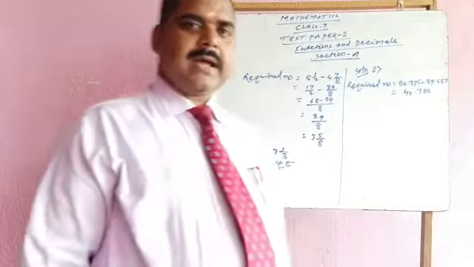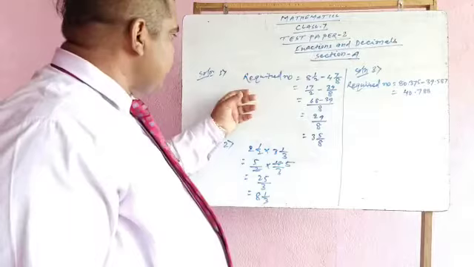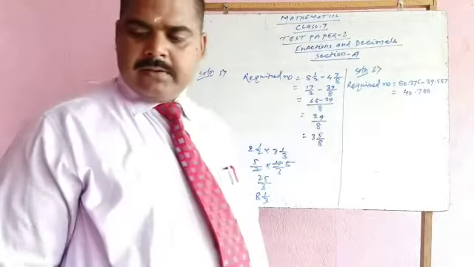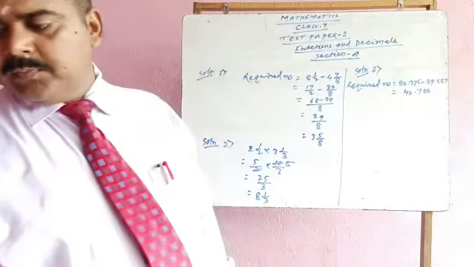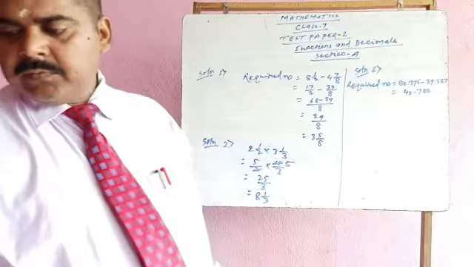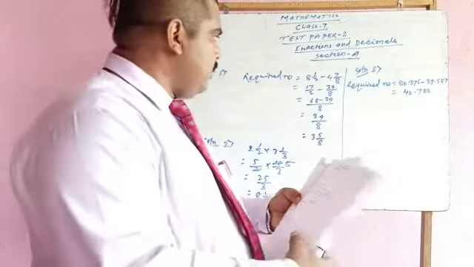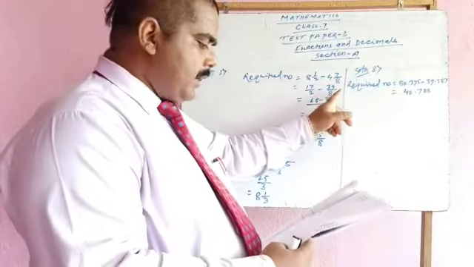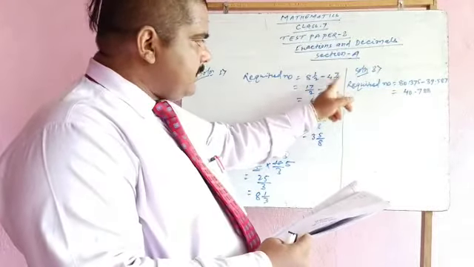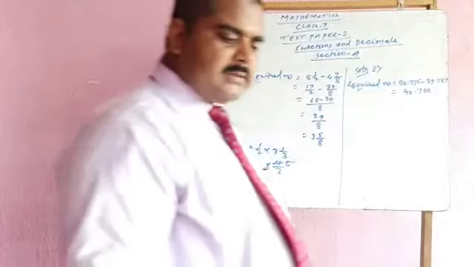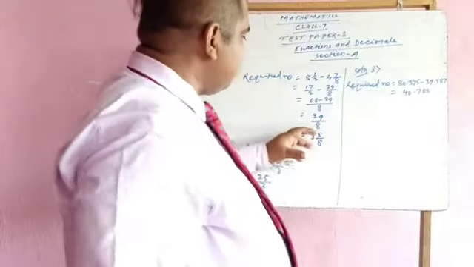My dear students, I have just taken the first question, which is given in your book. It asks what should be subtracted from 8 whole 1 upon 2 to obtain 4 whole 7 upon 8.